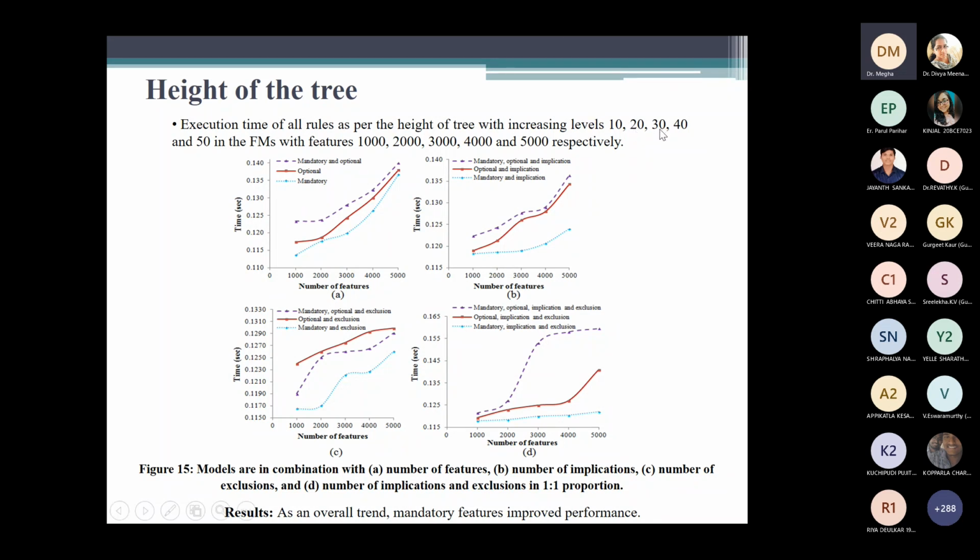30 means 30 levels are present in the tree, but this is the height of the tree. But these models were with the features 1000, 2000, 3000, 4000 and 5000. Now, from these experiments or the results, it is concluded that as an overall trend, this mandatory feature, the sky blue color line or the aqua color line, this represents the mandatory features. So the mandatory features improved performance as an overall trend.